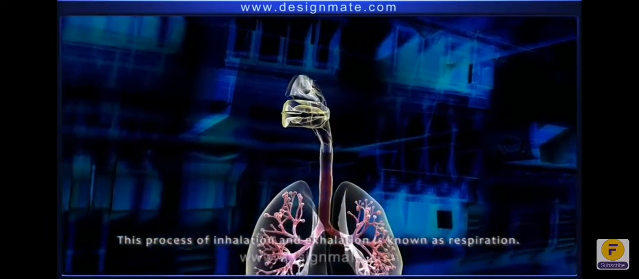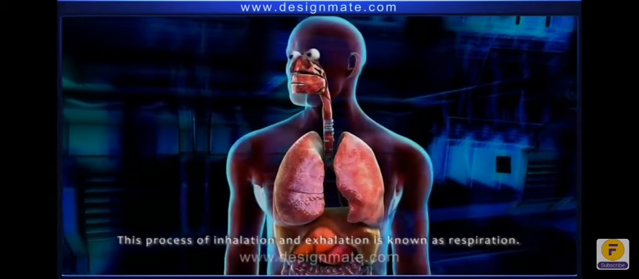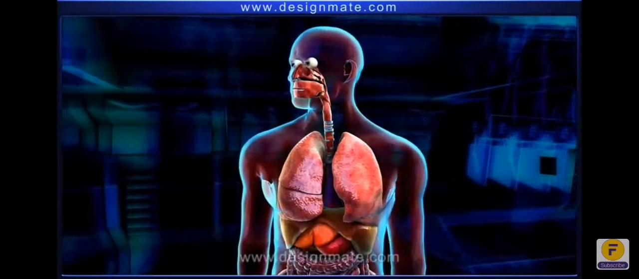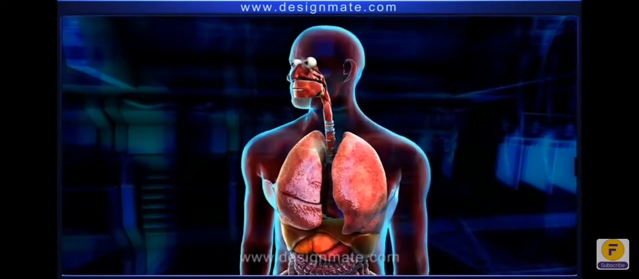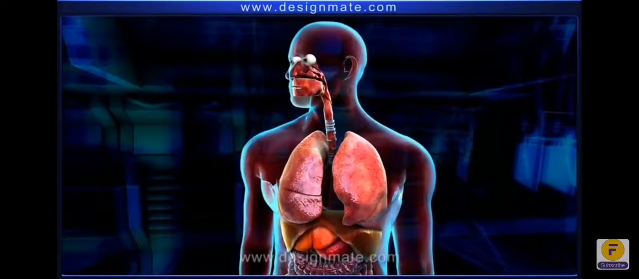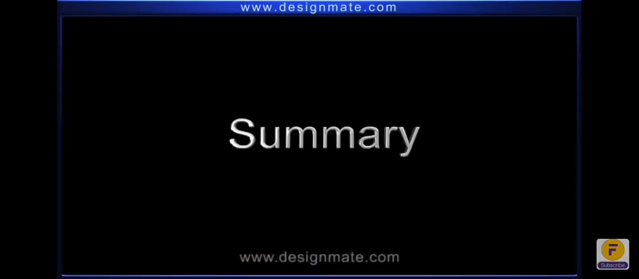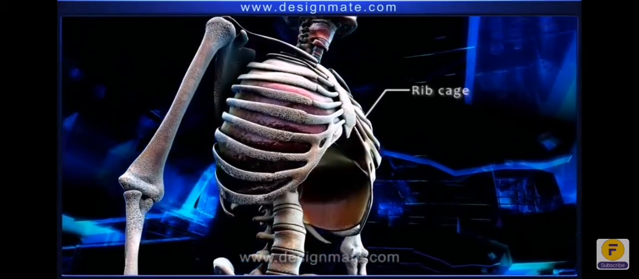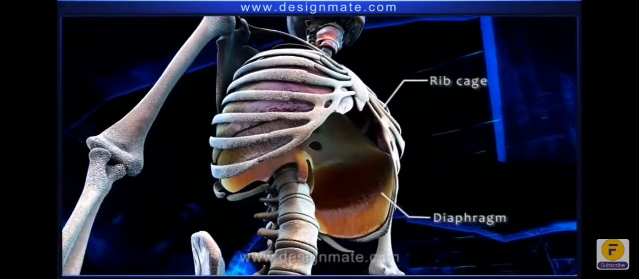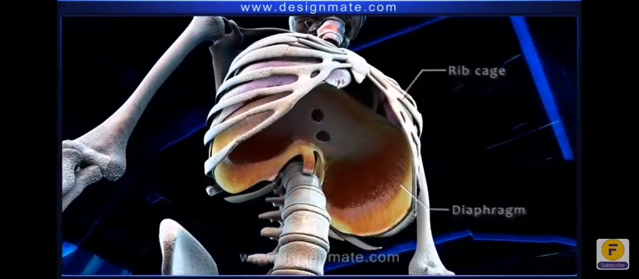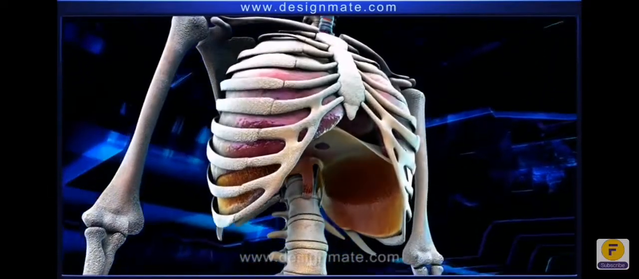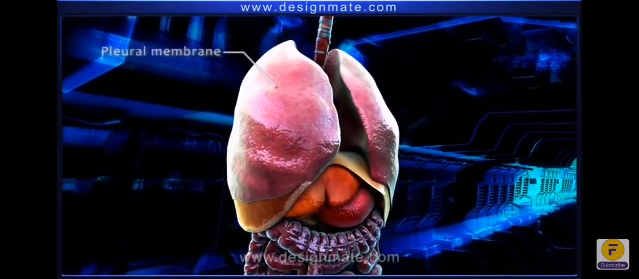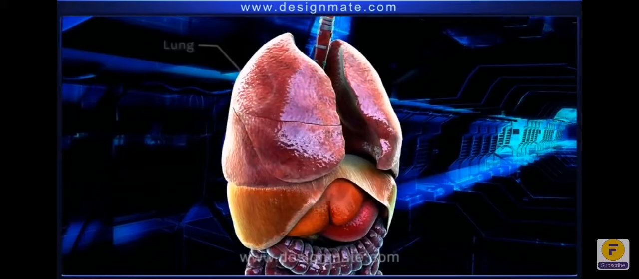This process of inhalation and exhalation is known as respiration, which is approximately 20 times per minute. Summary. In the thorax region, the rib cage and the diaphragm are observed, which play a vital role in respiration. Present within the rib cage are the pleural membranes, which enclose the lungs.